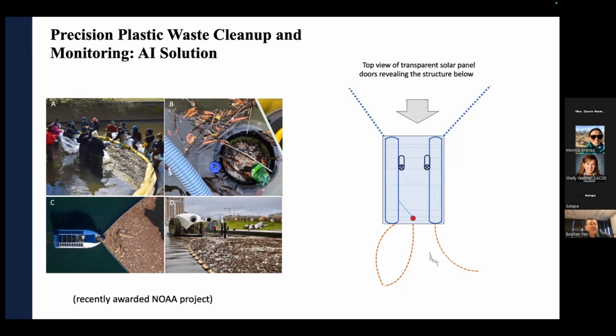So that's why we came up with the idea of developing a solar-panel-driven, energy-efficient, smart system that can pick up only the plastics and collect them, and we can also monitor the system.